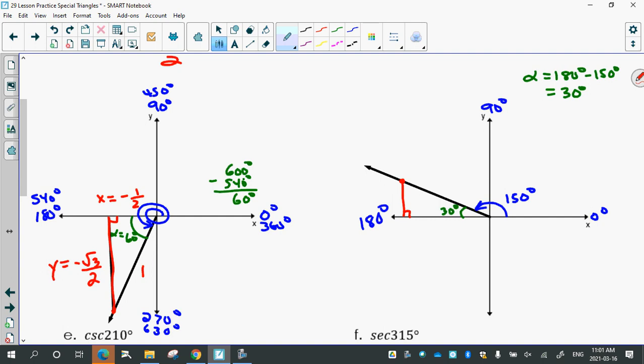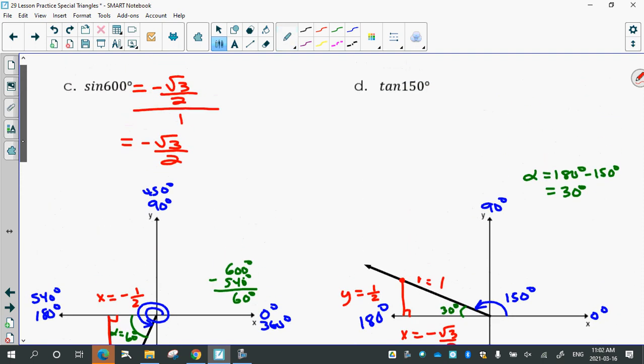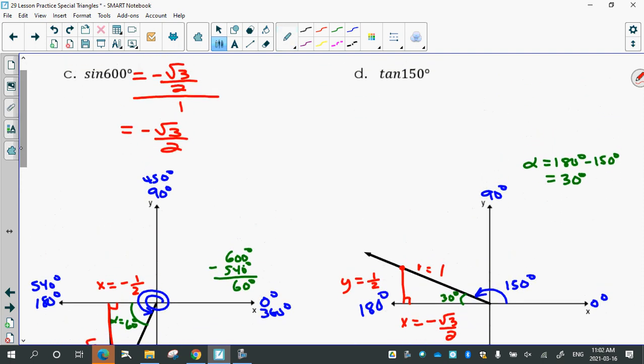So r is 1. What did you get for the x side? Negative root 3 over 2. Yes. And the y side, Sam? 1/2. Good. So you've got your three sides labeled, so now you go up and see what they're asking you for. Tan. So that's the y value divided by the x value. So that's going to be positive a half divided by negative root 3 over 2.